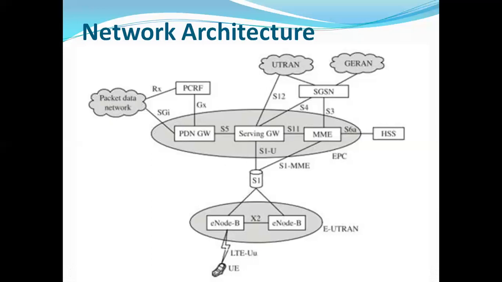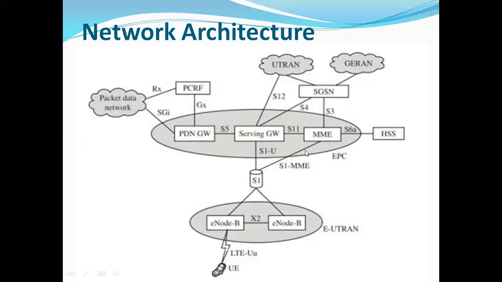The next component is the S1 interface. The S1 interface is the interface that separates EUTRAN and the EPC. It is split into two parts, that is S1-U and S1-MME. The S1-U carries traffic data between the eNode B and the serving gateway. The S1-MME is a signaling-only interface between the eNode B and the MME.